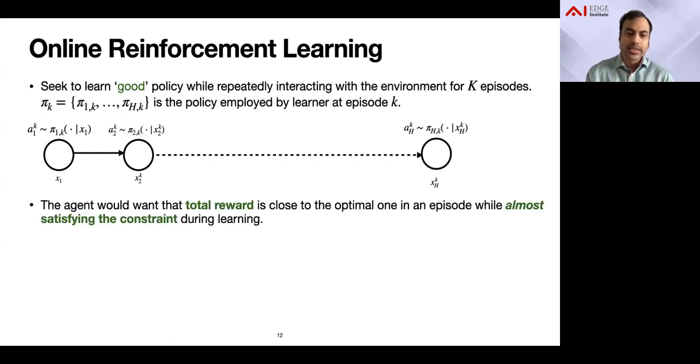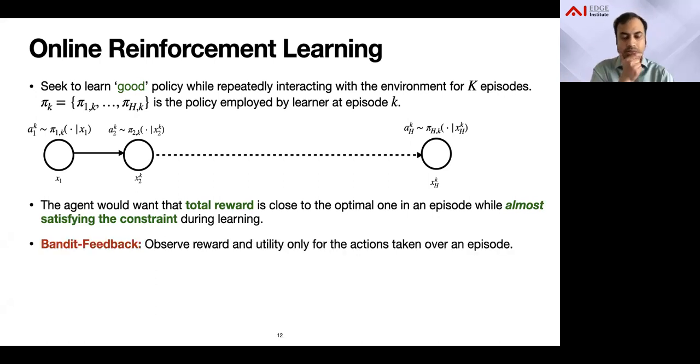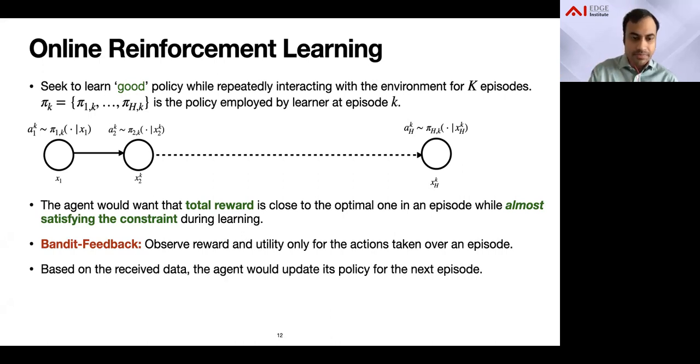Now, what I want is that the total reward is close to the optimal one in an episode while almost satisfying the constraint, because I know nothing about the system. It is apparent that probably initially I will violate the constraint, but I want the overall constraint violation to be small over these capital K episodes. And we have the bandit feedback. We only observe the reward and utility for the actions taken over an episode. I do not observe the rest.